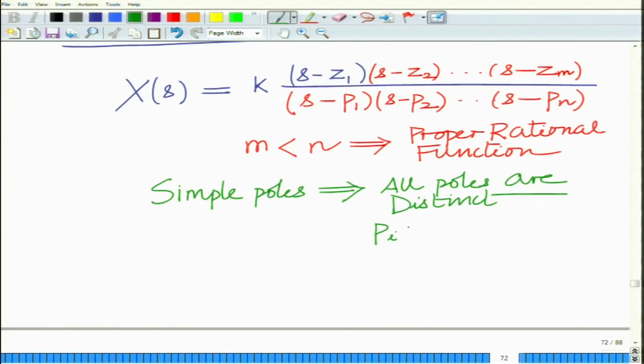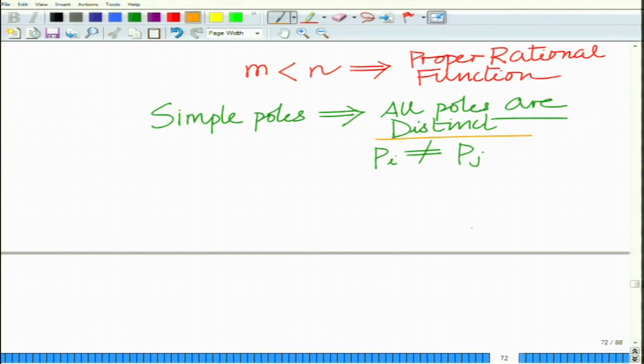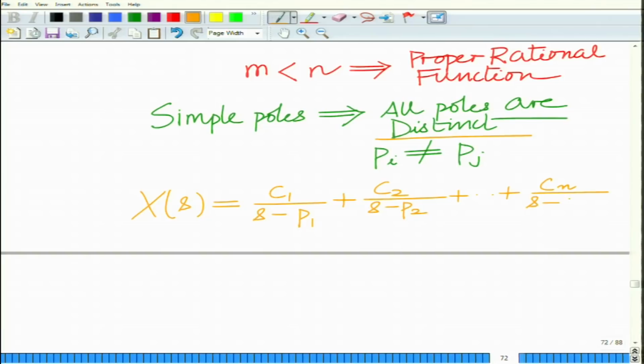That is, no two poles are such that pi equals pj, that is all poles pi not equals pj. So, all the poles are distinct. So, for the simple pole case, all poles are simple, which means all poles are basically distinct, and for that scenario Xs can be expressed as C1 by S minus P1 plus C2 by S minus P2 plus Cn by S minus Pn, where the coefficient Ck is given as S minus Pk times Xs evaluated at S equals Pk.